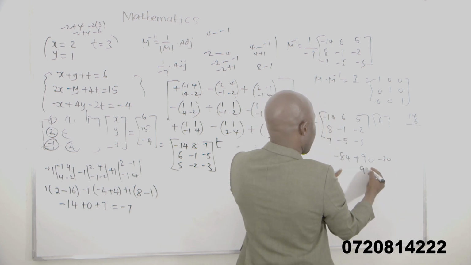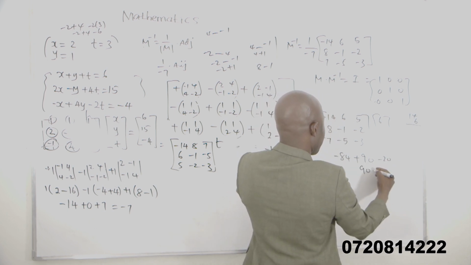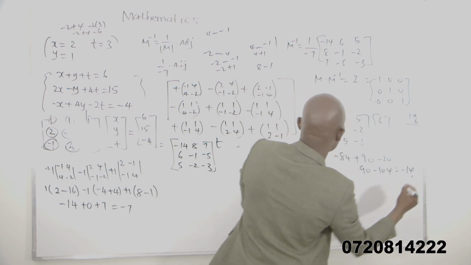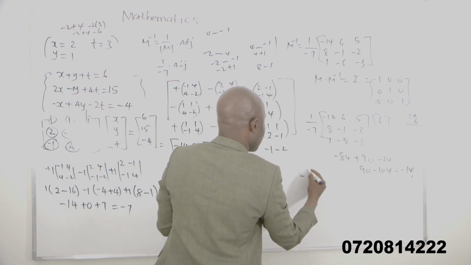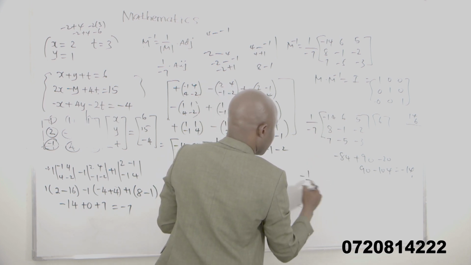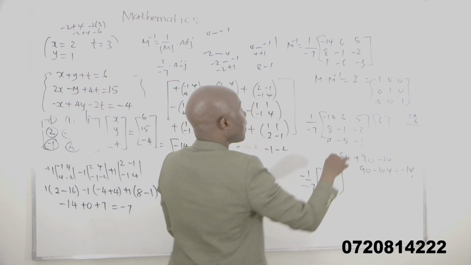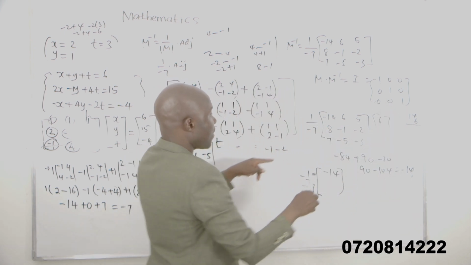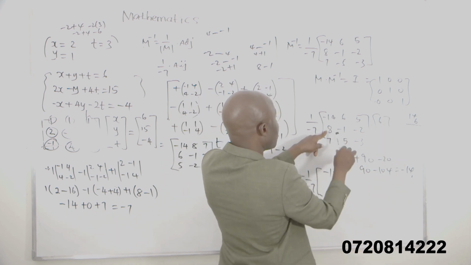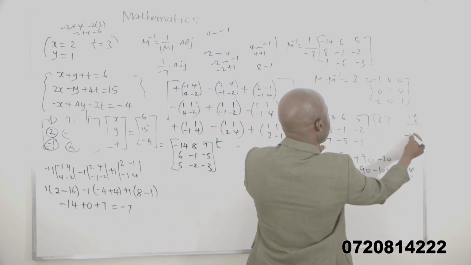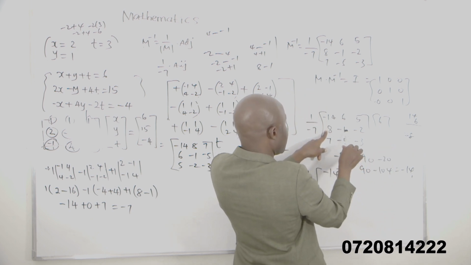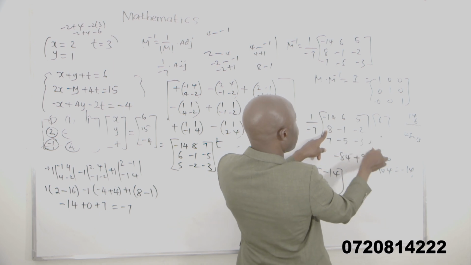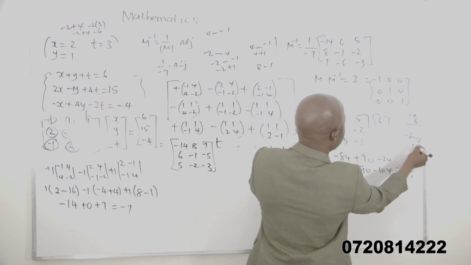So it's like taking 90 minus 104, which is negative what? Negative 14. So having here it is 1 over negative 7 into, so the row 1 times column 1 providing negative 14. Then row 2 times column 1, so 8 times 6 is 48. Negative 1 times 15 is minus 15. Negative 2 times negative 4 is plus 8.